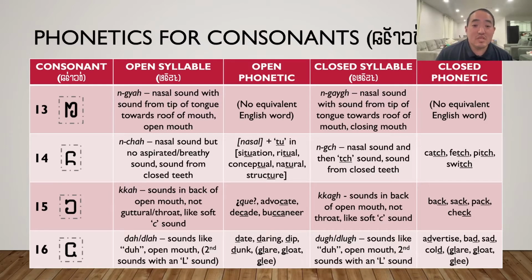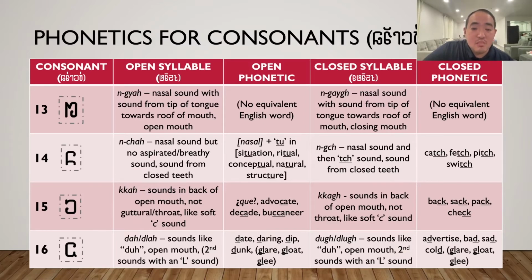Consonant number 15, which is ga, gug. The open syllable is pronounced ga, which sounds like it's in the back of the open mouth, but it's not really a guttural or throat sound, but more like a soft C sound. You'll hear this in, I know it's not English, the Spanish word like que. So it's a very soft C or K sound. Like the CA in advocate, decade or buccaneers. So it's a soft C or soft K sound that you'll hear for the open syllable for ga.